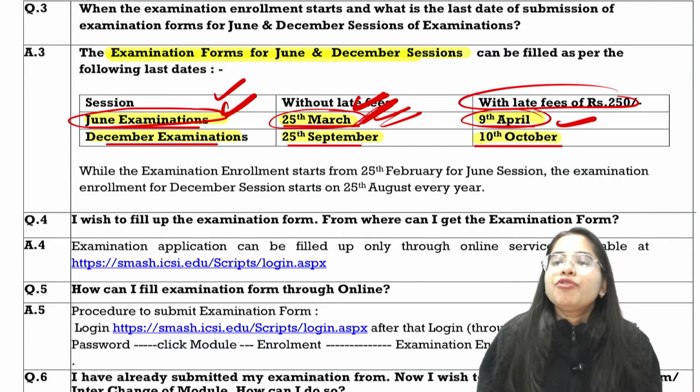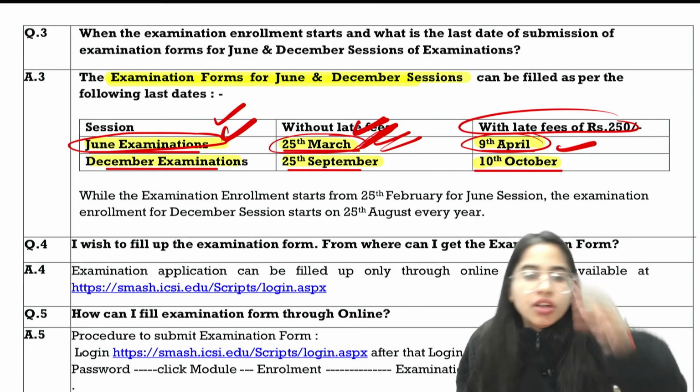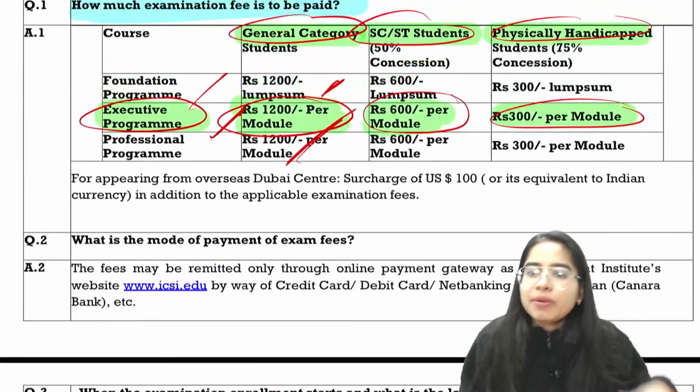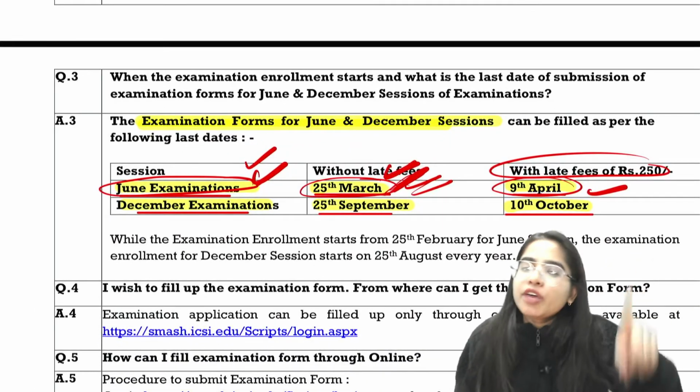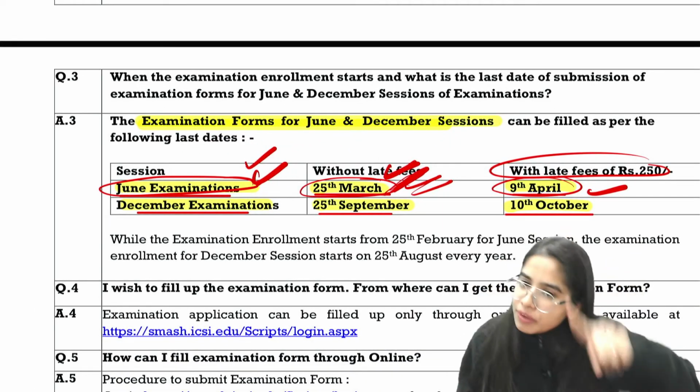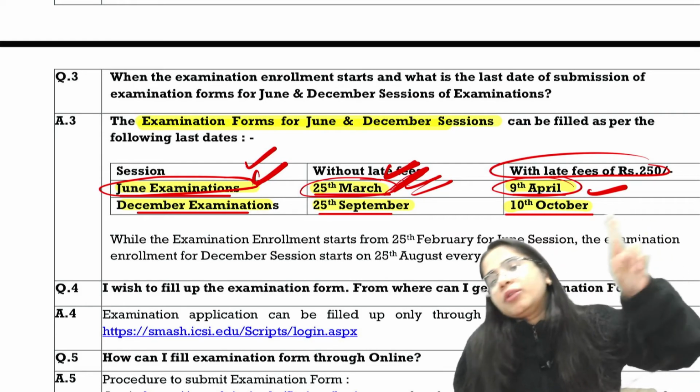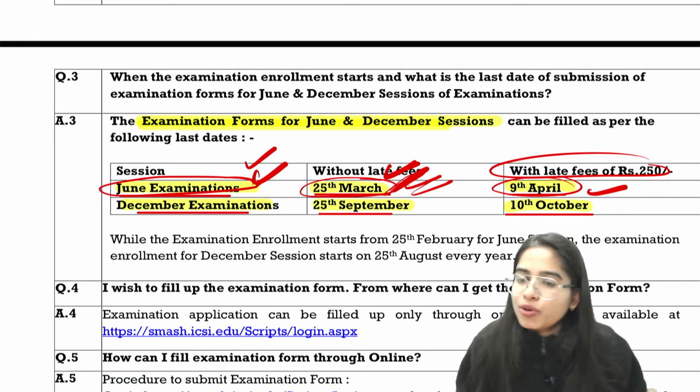Now, you have to fill the exam form only for the module which you want to appear in. For example, let's say you want to appear in module 1 only, then fill only the module 1 exam form. If you want to appear only in module 2, then fill the module 2 exam form. If you want to appear in both modules, then fill both modules' exam forms.